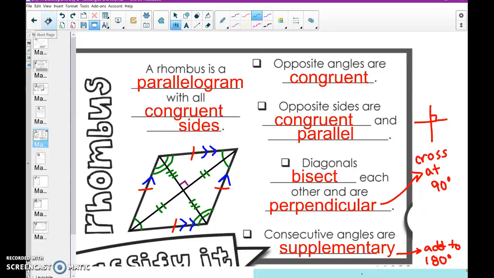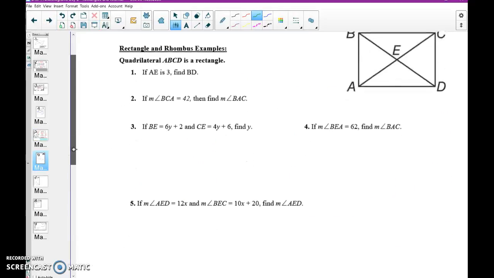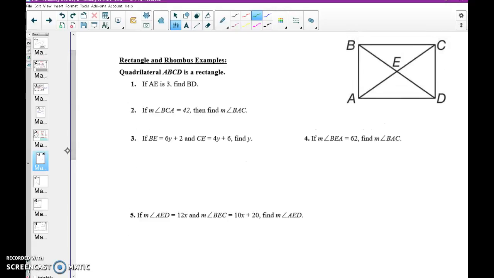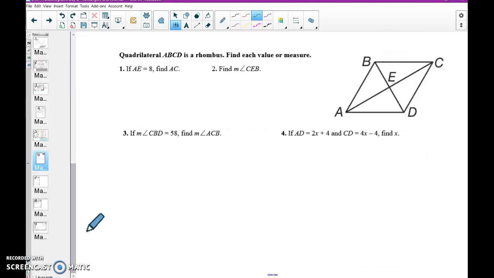All right. Make sure you have that copied. Hopefully that gave you enough time to get all those words down. Moving along to the examples on the back side. There wasn't really much on the front for the rhombus. So scroll on down. We already filled in that top part. Scroll on down to the bottom to the rhombus section.